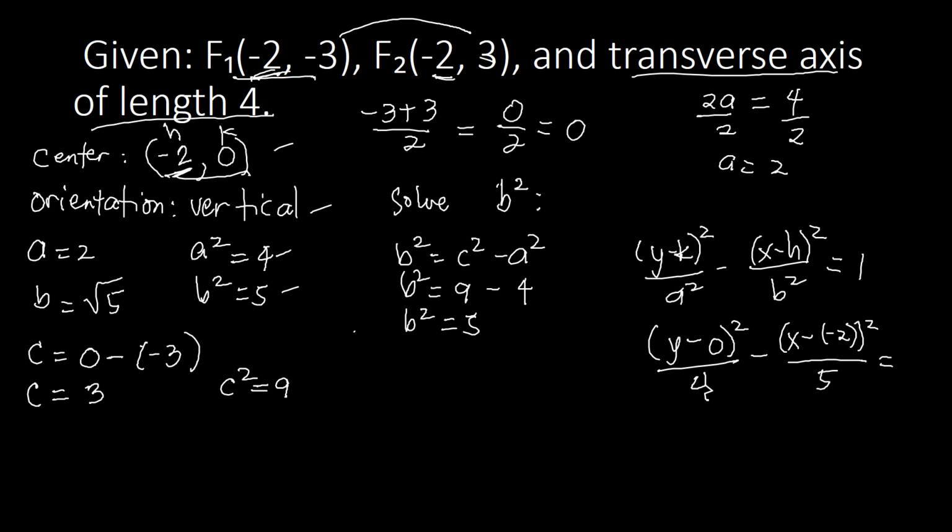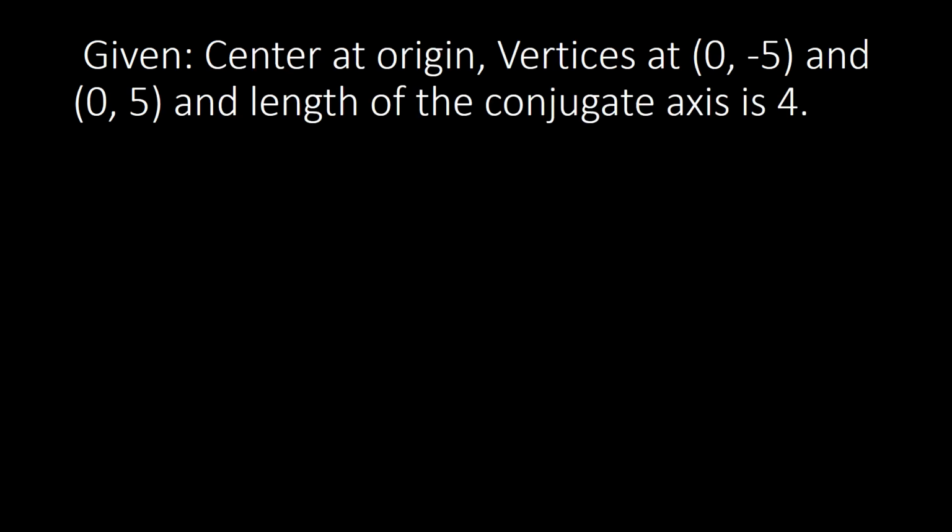That's equal to 1. So simplifying that one, we have y minus 0, that is y squared over 4 minus x minus negative 2, that would lead to x plus 2 squared over 5, that's equal to 1. So that is now the standard equation of the hyperbola. Let us now go to another example.